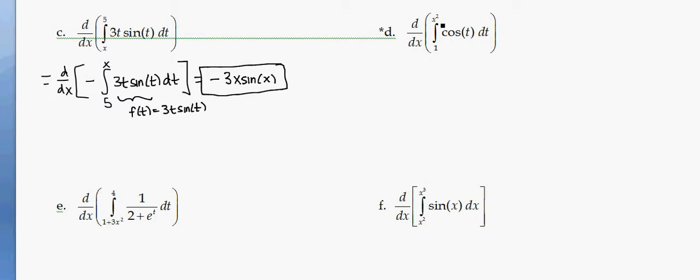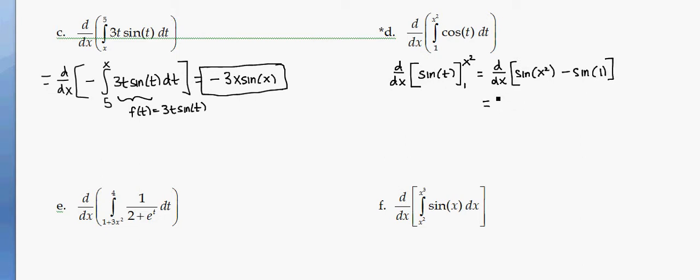This next one is different yet because now instead of just having an x up here, we have an x squared. So I'm going to do this one out using the first fundamental theorem of calculus because I want to show what's going to happen in general here. So let's take the antiderivative of cosine. The antiderivative of cosine is sine of t, and we want to evaluate that between 1 and x squared. So what we're really doing is we're taking the derivative of sine of the upper bound, x squared, minus sine of the lower bound, 1.